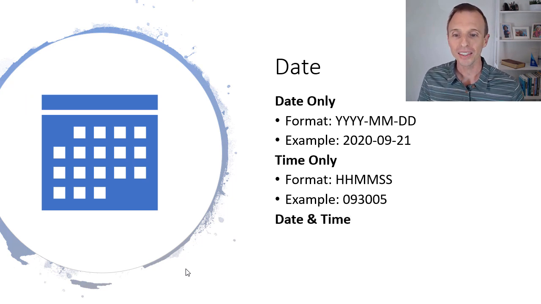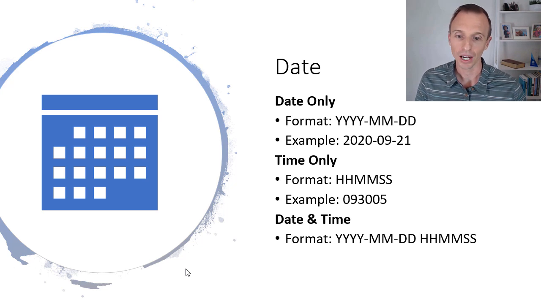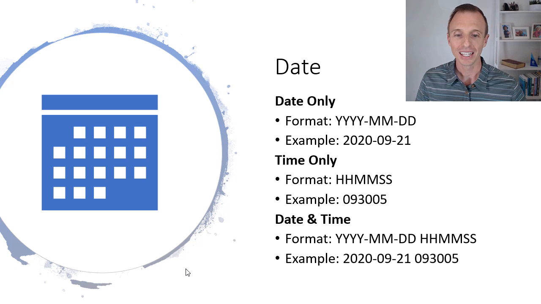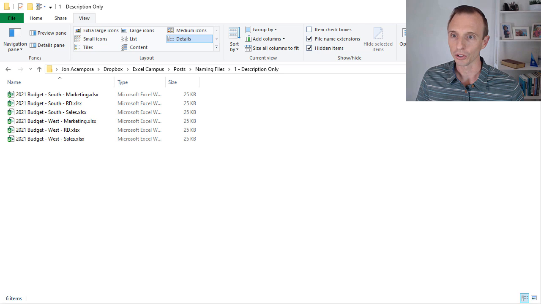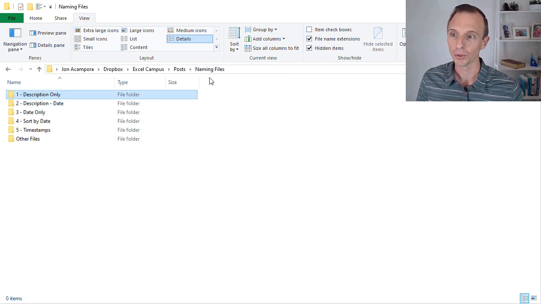And then if we want to combine the date and time, we can do that with the full format there for the year, month, day, hours, minutes, seconds. And here's an example of that. So jump back over to File Explorer, and I have some examples of those as well.